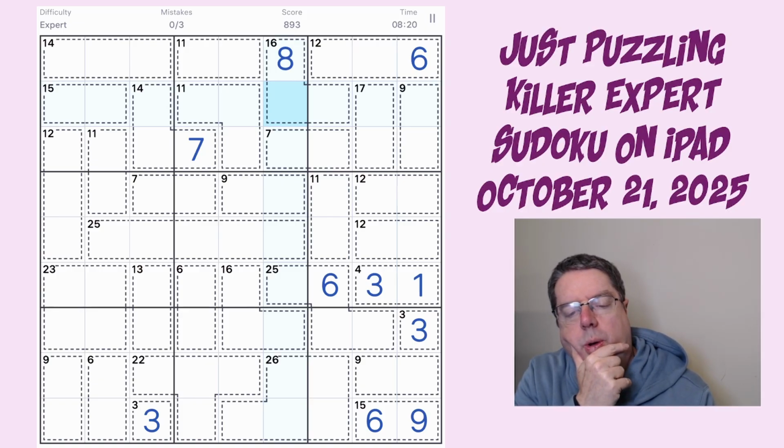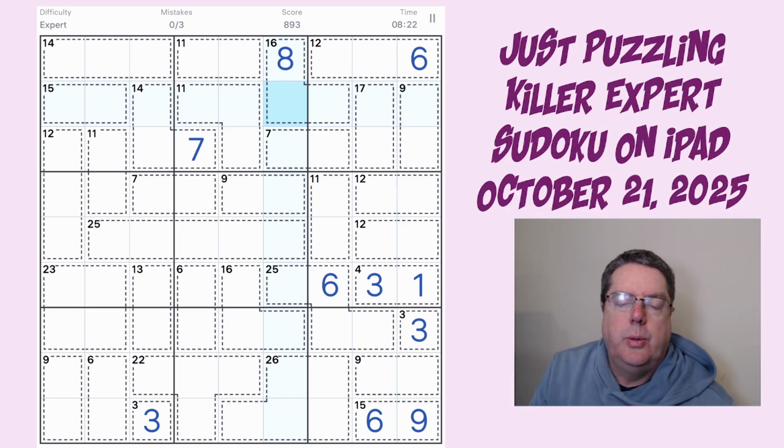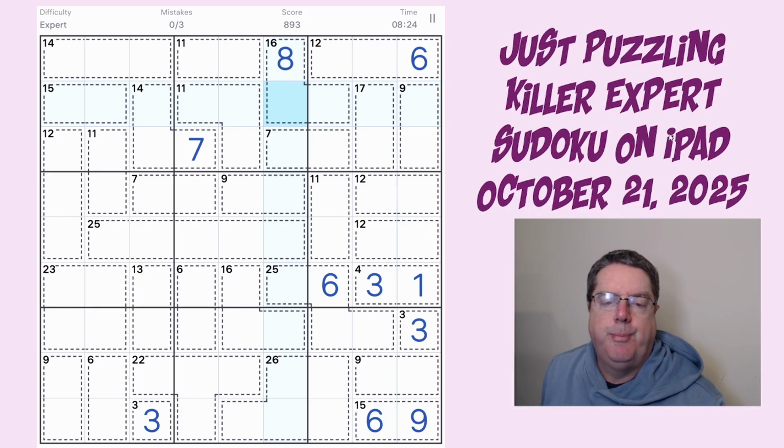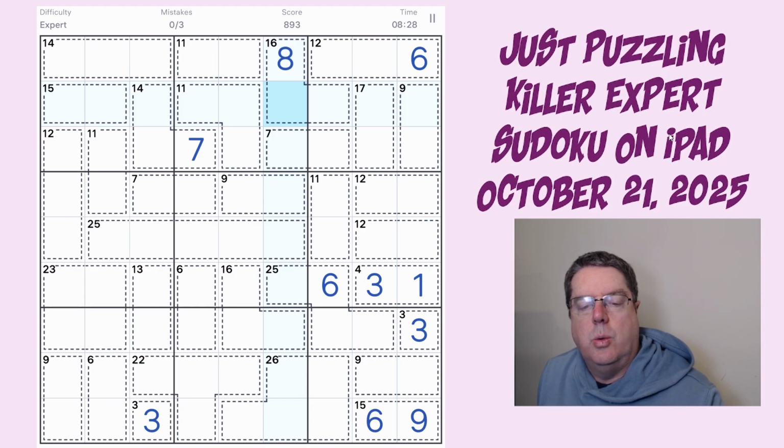So 2 and 9, 2 and 7, 8 and 9. So where's the 1? 1 can be here, except for 8's there. So 1 cannot be here. Working our way up, 1 coming out. So that's a 1 there, leaving this to be a 5.